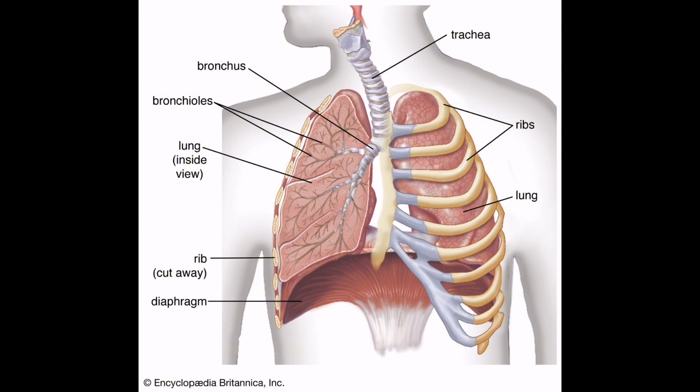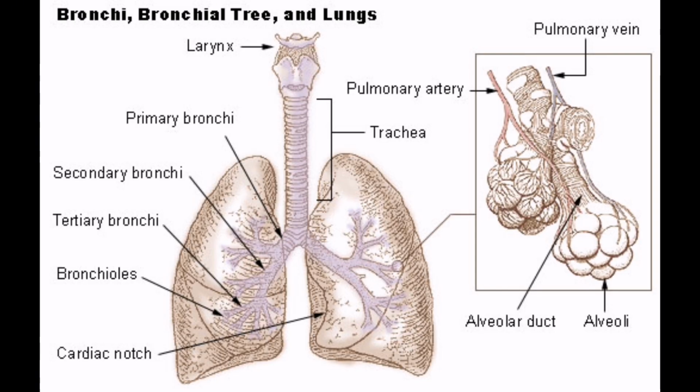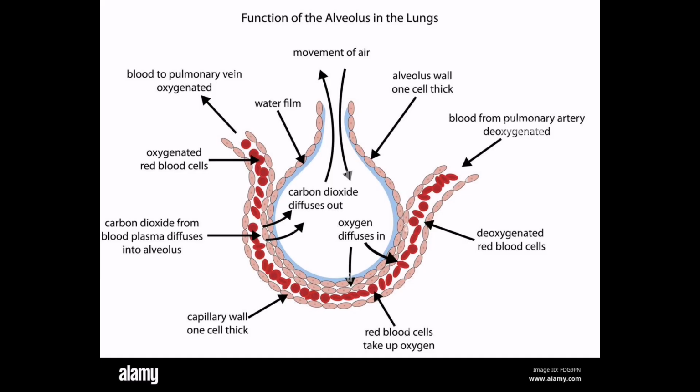Next, let's explore the tissues in the lungs. Tissue is made up of cells of the same type, working together to perform a specific function. Here's a breakdown of lung tissue. Bronchial tissue. These are air passages that bring air into the alveoli. The tissue here is lined with cilia to trap dirt and bacteria.